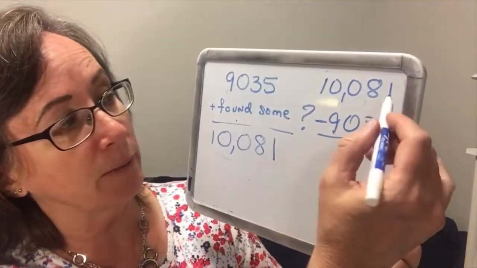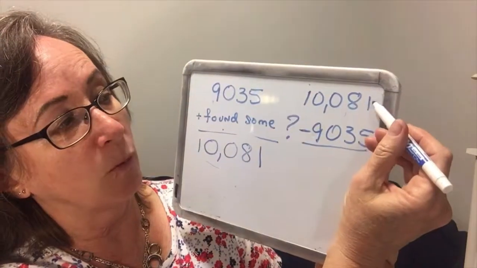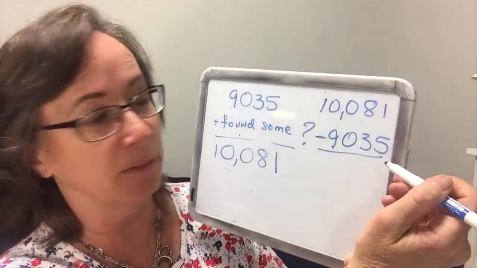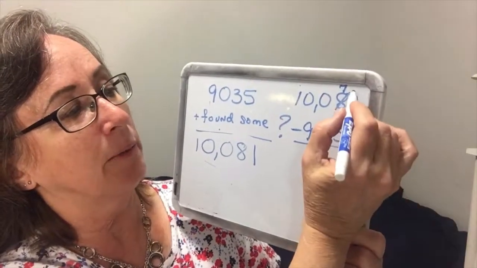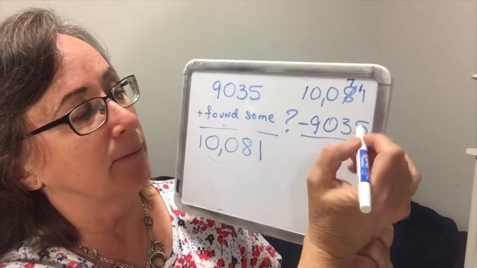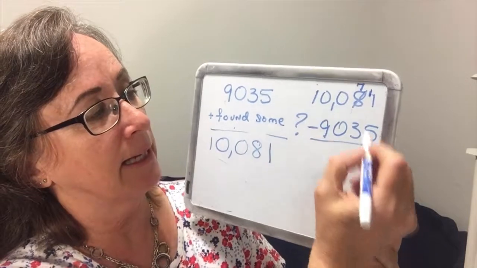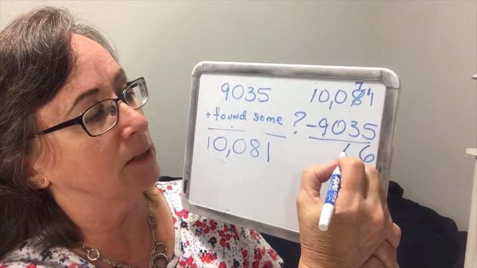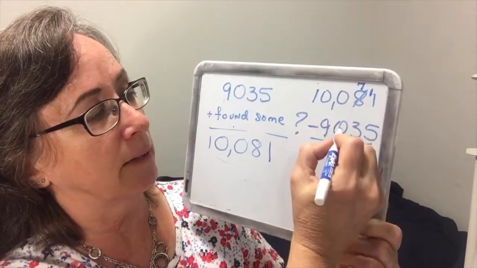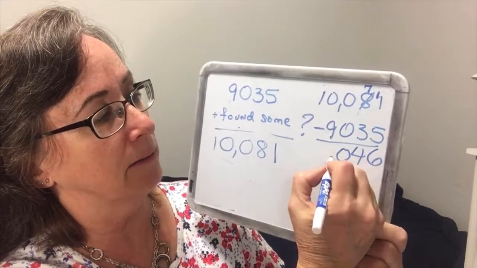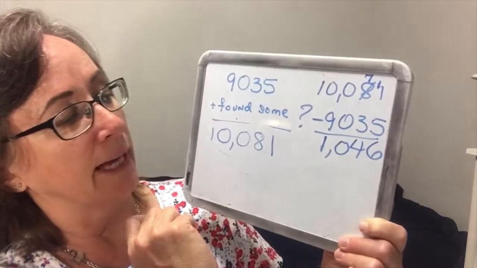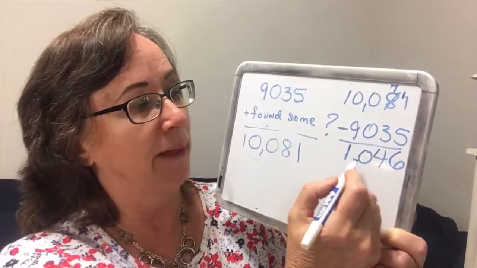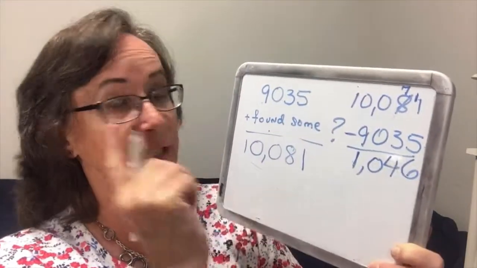So now let's do this one over here. We've got 1 take away 5. We're going to have to borrow. So we come over here and we make it a 7 and we make that an 11. So 11 take away 5 is 6. 7 take away 3 is 4. 0 take away 0 is 0. 10 take away 9 is 1. Okay, so 1,046. So let's check it.